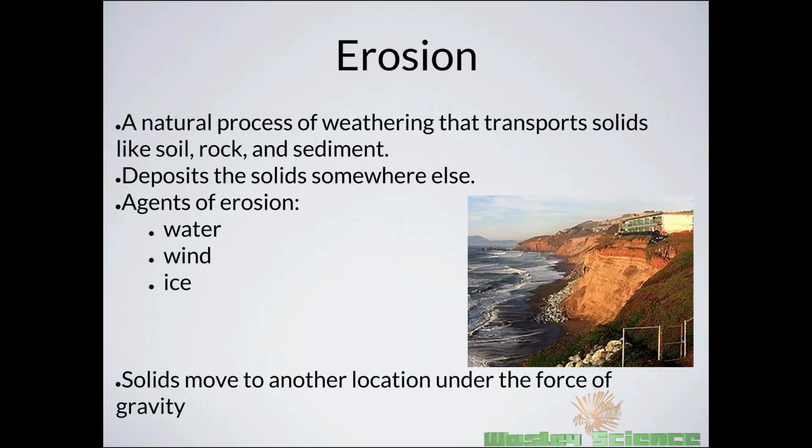So we talked about weathering, and we learned that weathering is really the breakdown itself of the rocks and sediment and soil. But now let's talk about erosion. Erosion is the movement of the rock, sediment, and soil. It's the actual transportation of it. It moves the solids. So there's three ways that erosion and movement can take place.